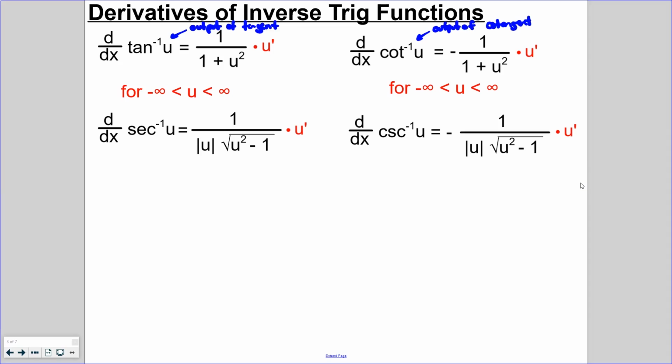Now when it comes to restrictions, again, because u represents the output, or the range, of secant, that means that the absolute value of u has to be greater than 1, and the same thing for inverse cosecant, since this represents the output of cosecant. We know the range of cosecant is also going to be absolute value of u greater than 1.